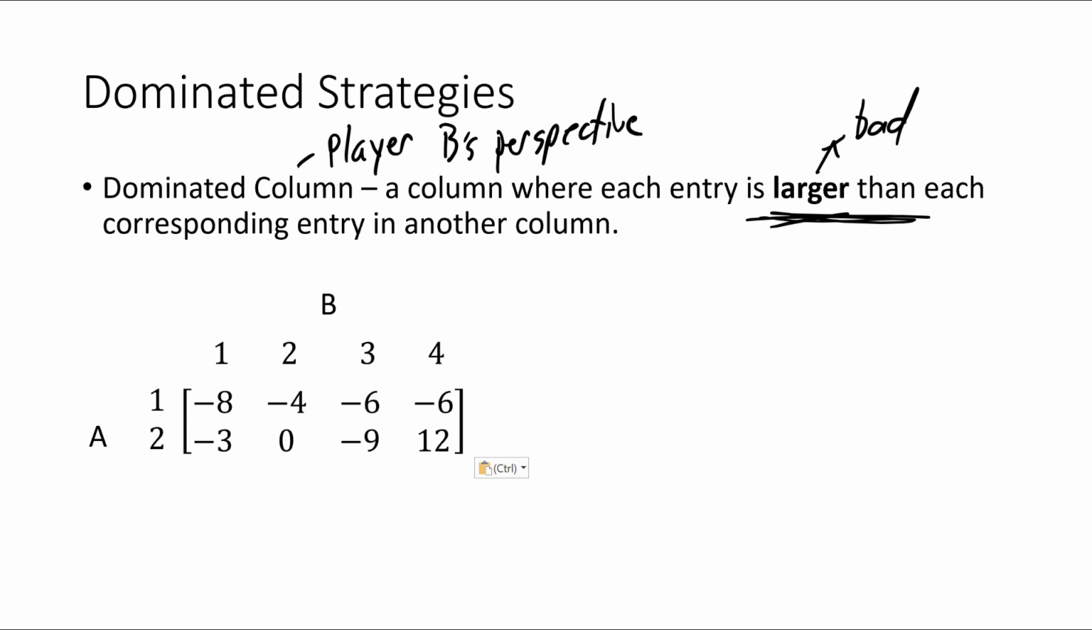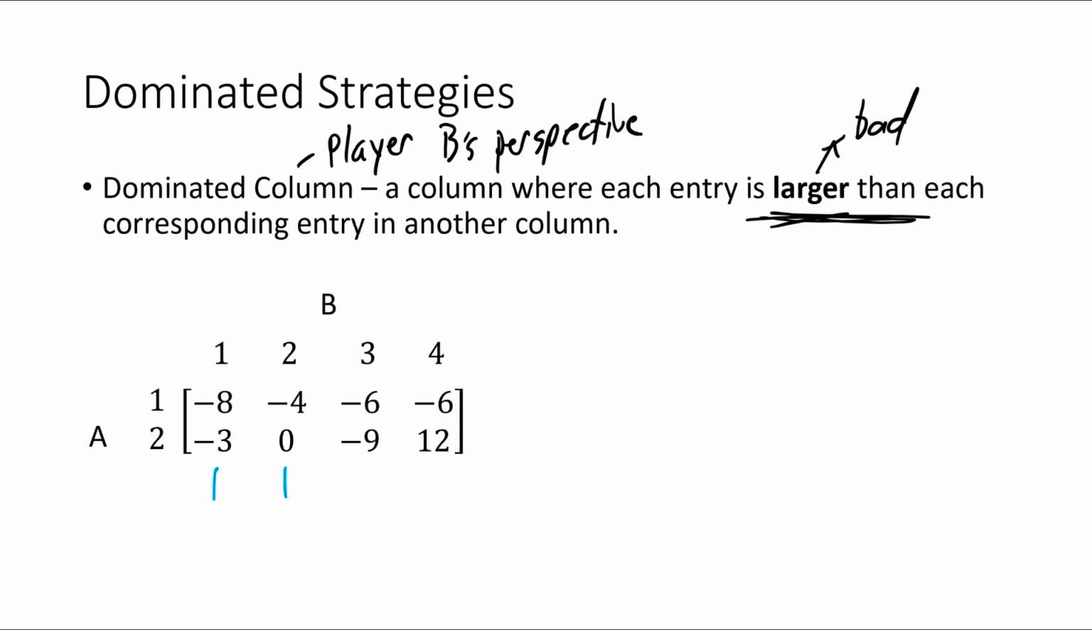All right, let's look at an example. In our example, player A has 2 options. Player B has 4 options. So it's a 2x4 matrix. Our matrix is -8, -4, -6, -6 in the first row, and -3, 0, -9, 12 in the second. We're only looking at dominated columns here, but we need to compare each column with each other column. So this will take a little bit because we have a lot of different comparisons to make. So let's first compare column 1 and column 2.